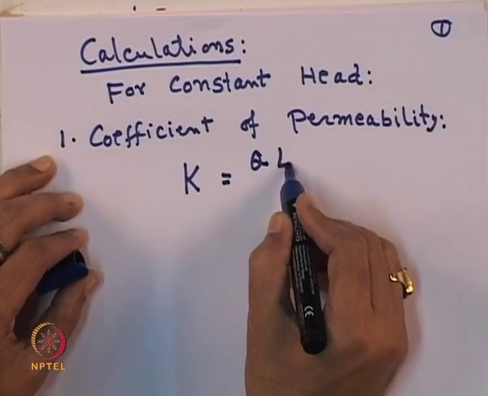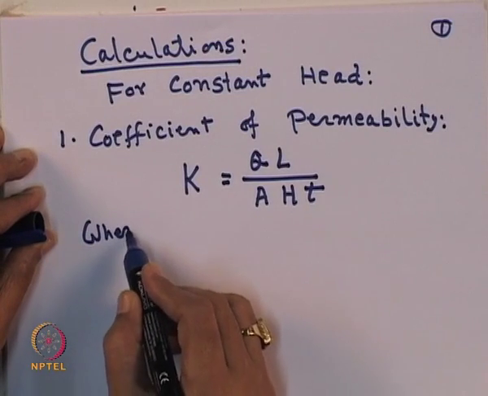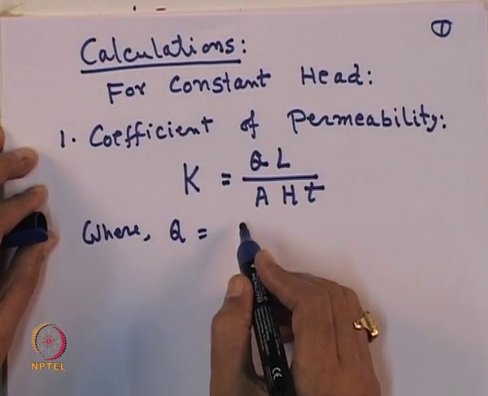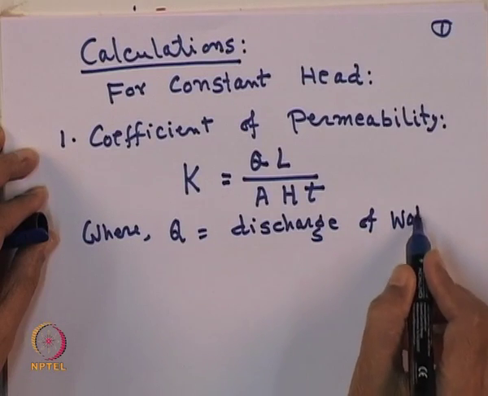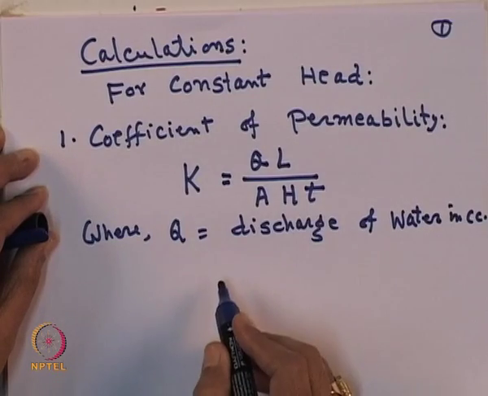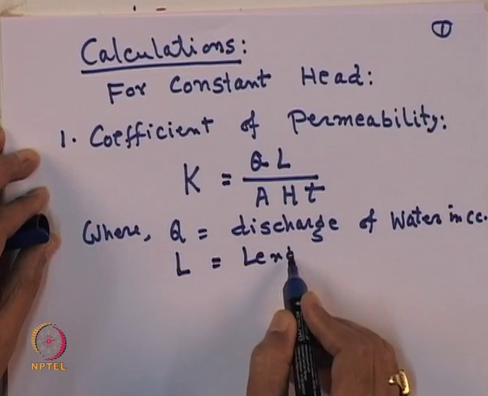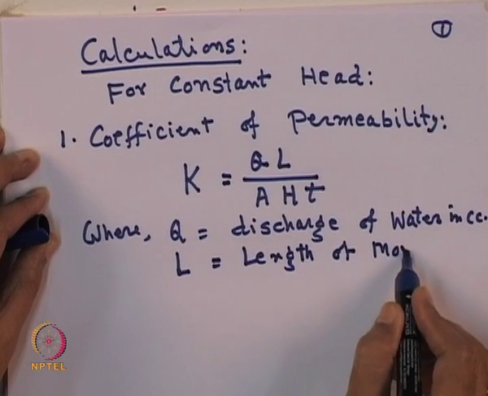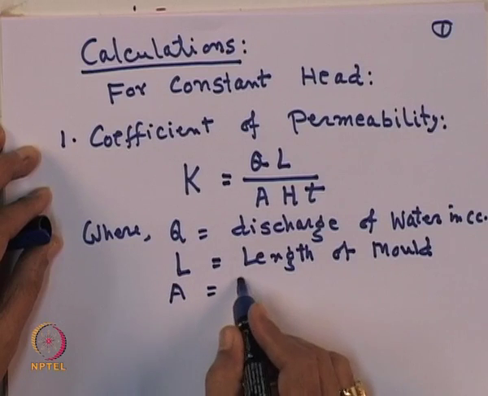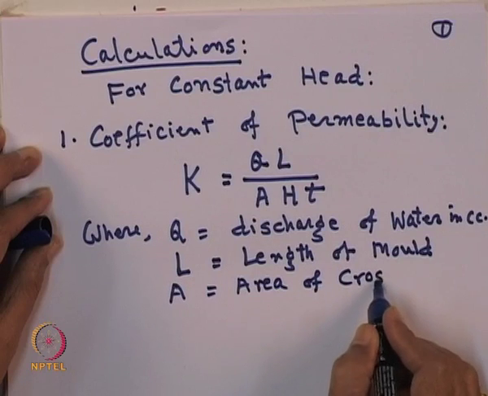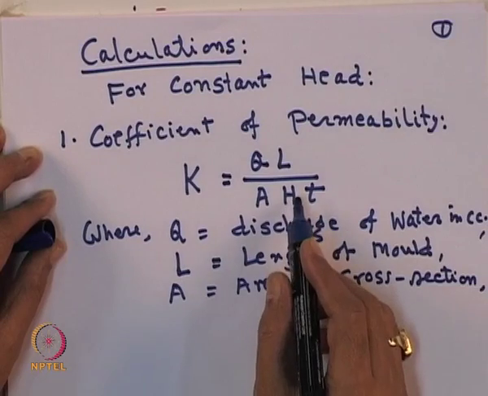K is equal to Q into L divided by A into H into T, where Q is the discharge of water in cc, and L is the length of the mold, and A is the area of cross section, and H is the constant head.